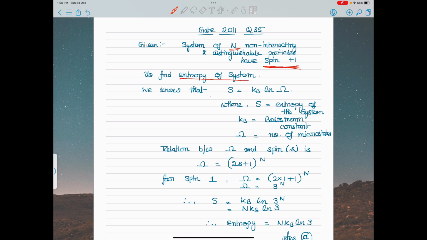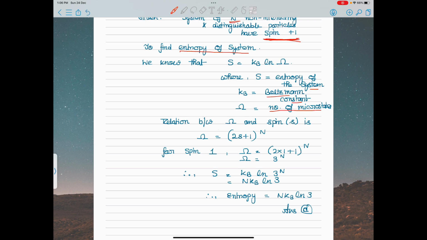We already know that S is equal to Kb log omega. According to statistical mechanics, if you do certain derivations, we will get this particular result, that is entropy is related to omega, where omega is the number of microstates, which tells us about the microscopic properties of the system. So here it is defined, S is the entropy of the system, Kb is the Boltzmann constant, and omega is the number of microstates, which represents the microscopic properties of the system.